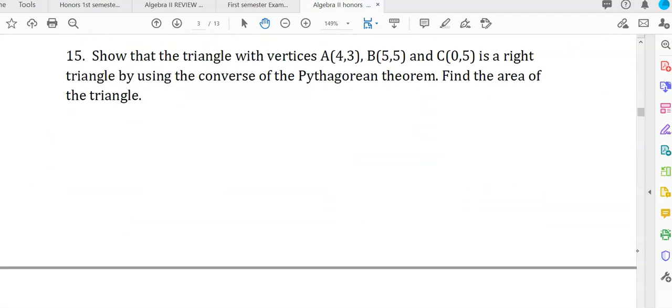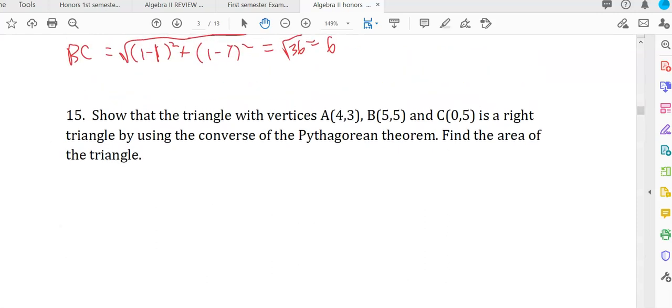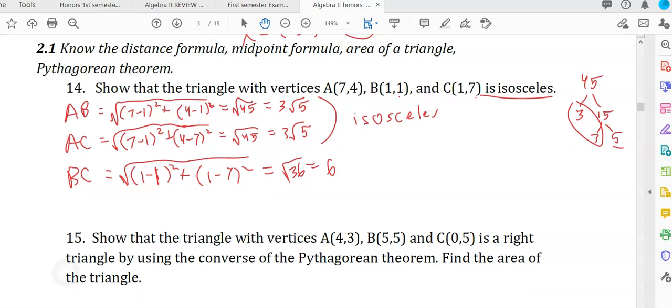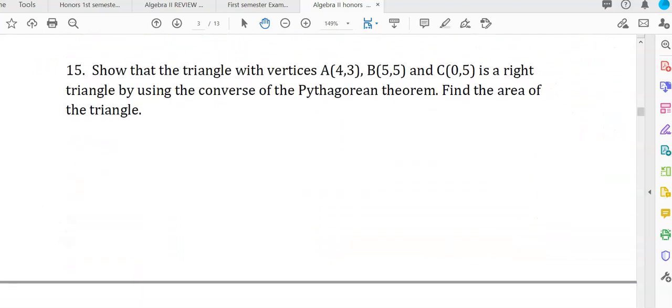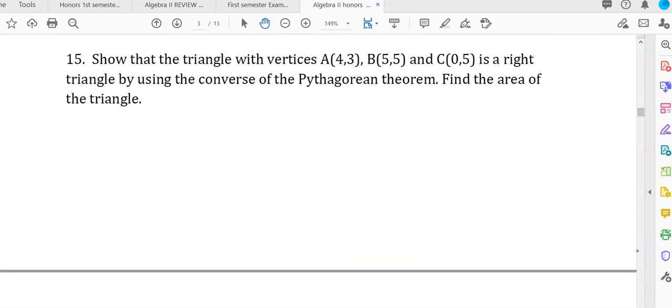So there's the right triangle. Wow, so very similar problem. So you have to be good at using the Pythagorean theorem. Converse of the Pythagorean theorem.